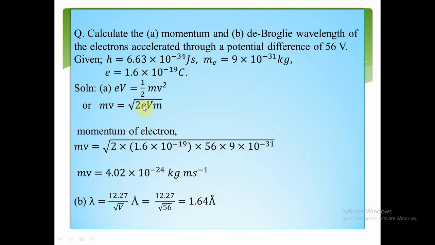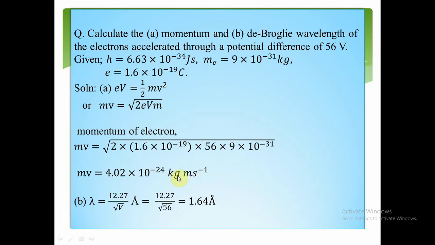2 into e, the charge of an electron, 1.6 into 10 raised to minus 19, and voltage is given, 56 volt, and m is the mass of an electron, 9 into 10 raised to minus 31 kg. If we simplify this, you will get 4.02 into 10 raised to minus 24 kg meter per second. This is the momentum, and this is the first value.